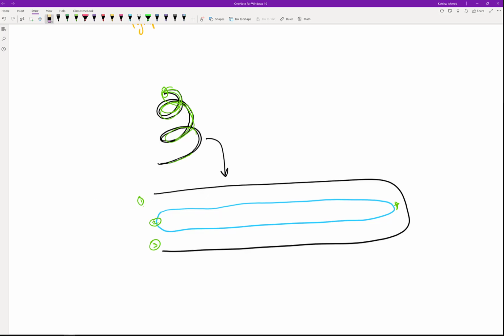But now let's see those 3 regions. What are they? The first region, which is this one here, we call the scala vestibuli, and the lower one we call the scala tympani. So the scala vestibuli and the scala tympani are connected to each other. Inside we will have the scala media, or sometimes we call it the cochlear duct. Okay, now the membrane that separates the scala vestibuli from the scala media, we will call the vestibular membrane, and the membrane that separates the scala media from the scala tympani, we'll call the basilar membrane.